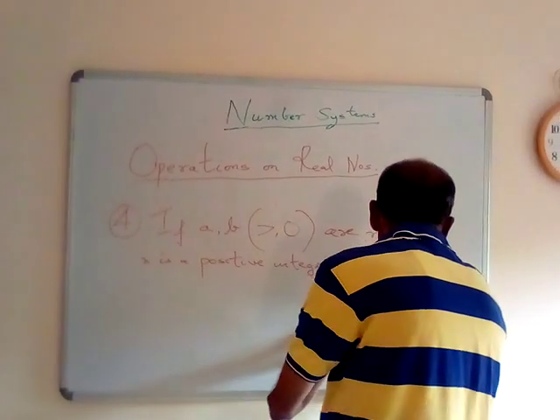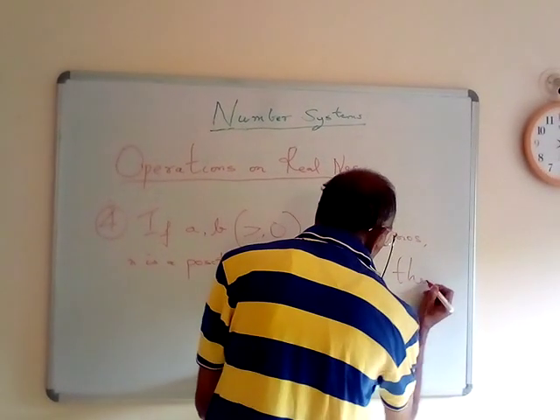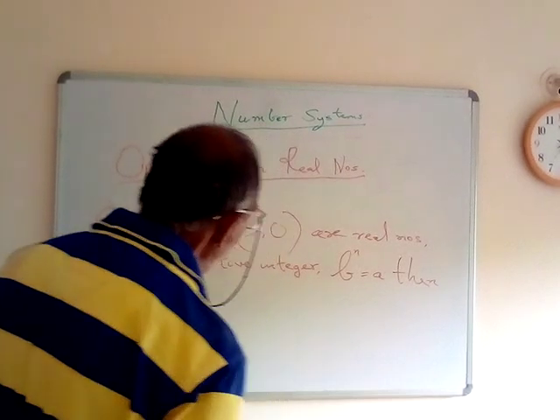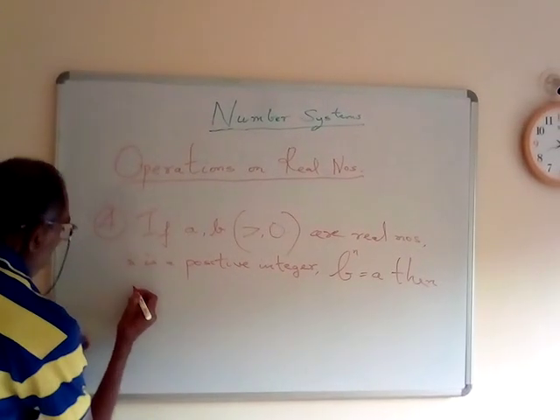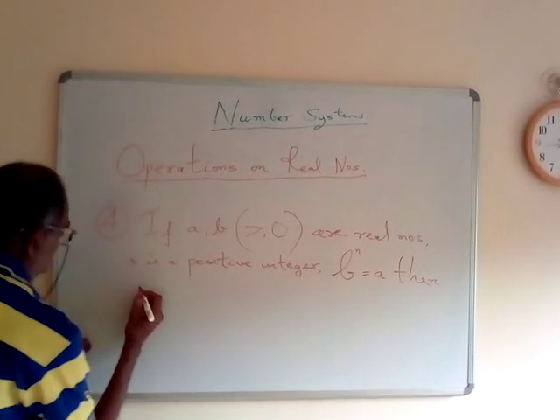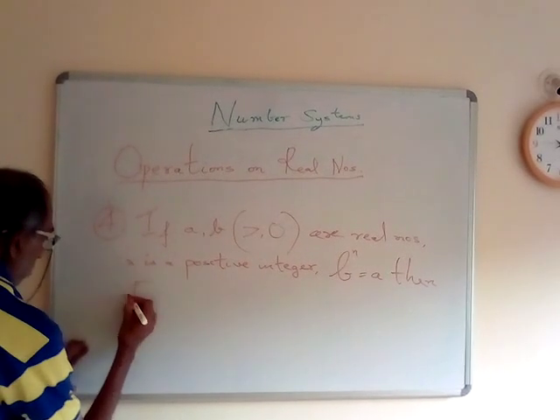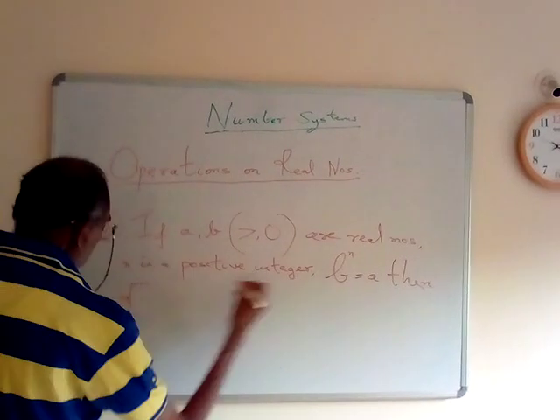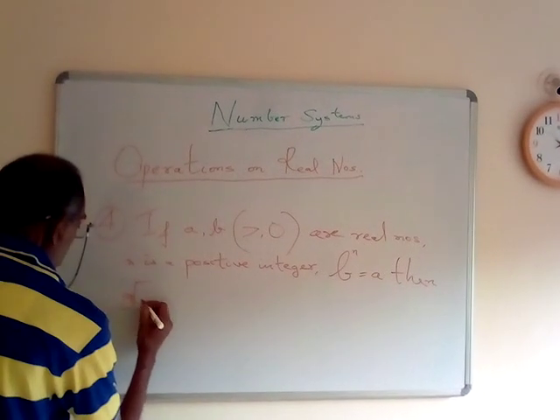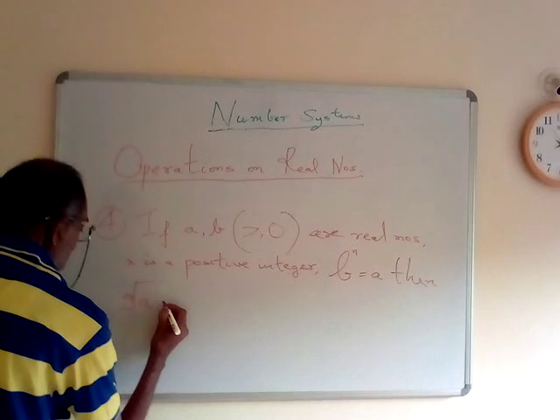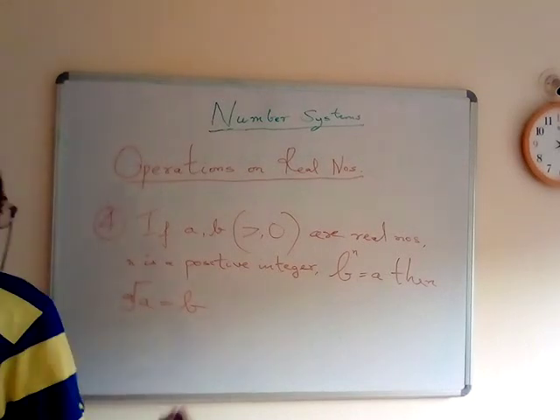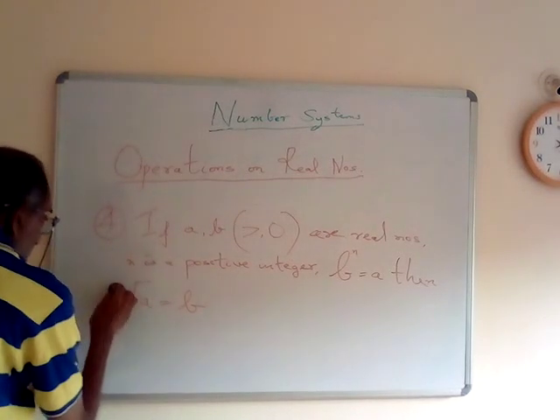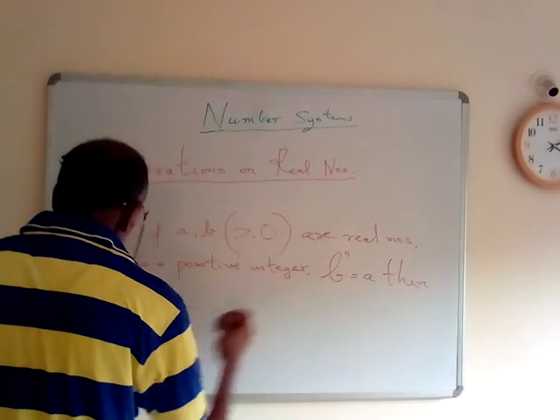Then the nth root of a is equal to b. Sorry, I did not write that properly. This is the nth root, you say, of b raised to n.